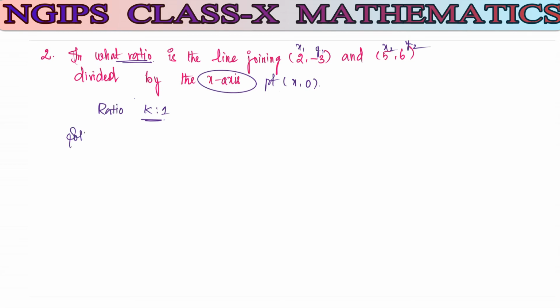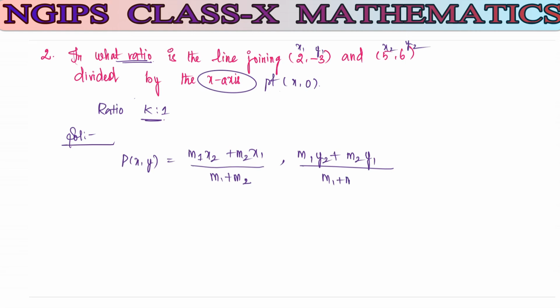Now, here the solution. I am going to use the section formula to find the ratio. So the point P of x comma y is equal to the formula: m1 x2 plus m2 x1 divided by m1 plus m2, and next m1 y2 plus m2 y1 divided by m1 plus m2.